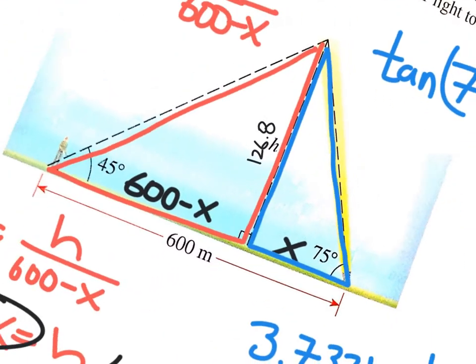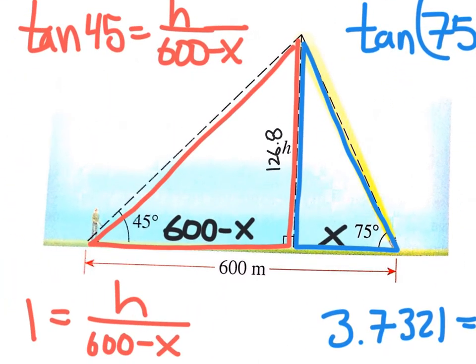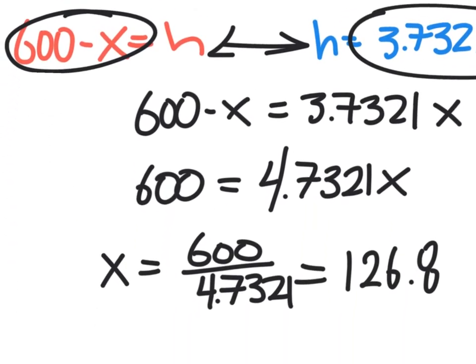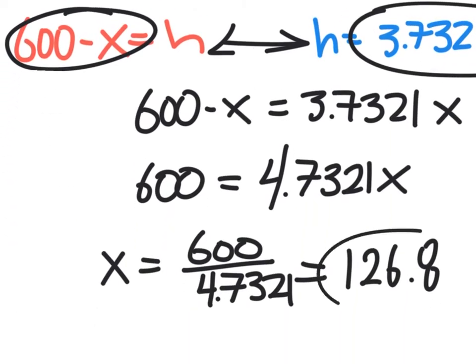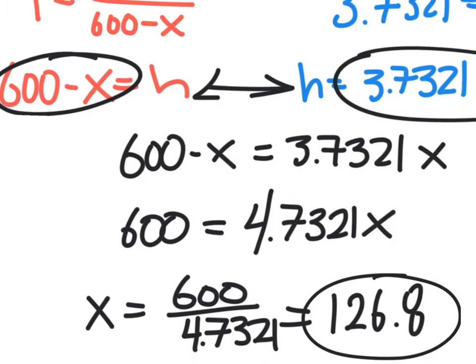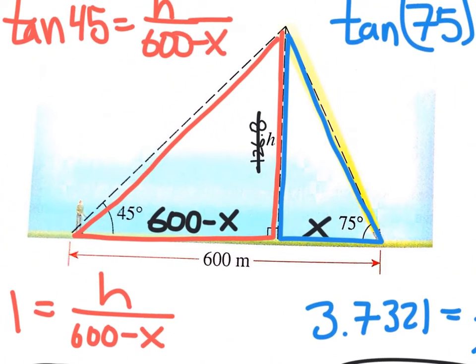126.8. And I looked at it, and I thought, wait a second, if this is 600, that looks like a lot more than 126.8. So again, with a lot of these questions, you get an answer, you can look at it. Does it make sense? And I thought, that doesn't make sense. So I checked my work, and I realized, hey, I just solved for x, not for the height. So this right here, yeah, that looks like 126.8.